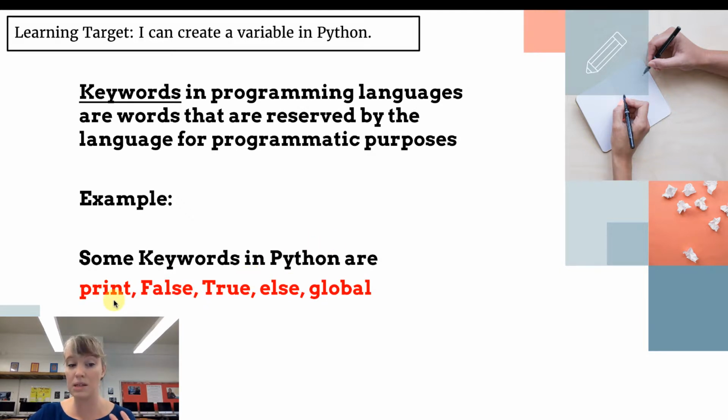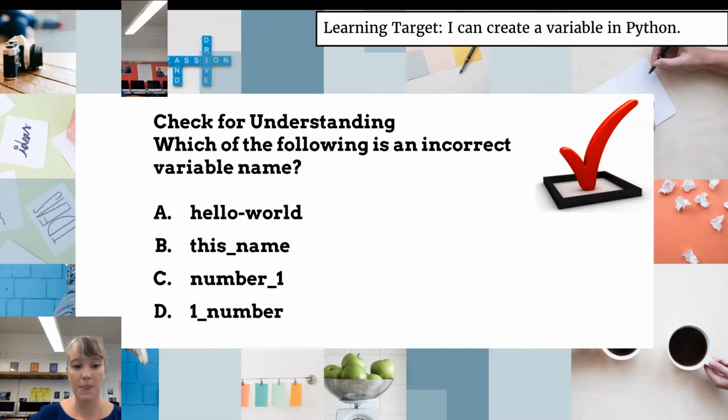Print is a keyword; it means something to Python. True and false, if you capitalize the F and the T, those are a data type, and we're going to talk about that in just a second. So these are keywords. You cannot use them to be a variable name. Notice though, you can use a lowercase f here to be false, lowercase true, and that's not a keyword. Else and global are two other examples of keywords here.